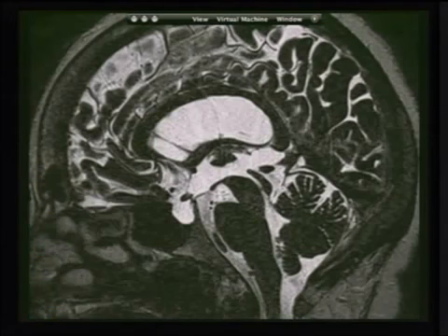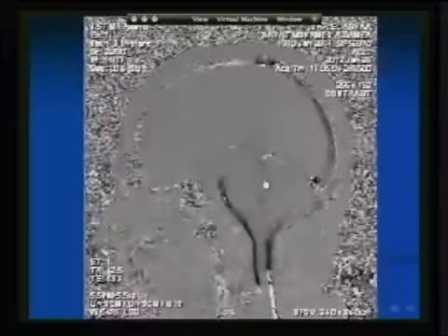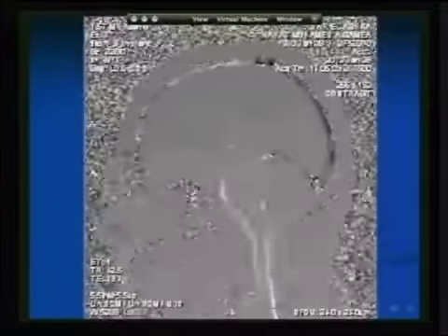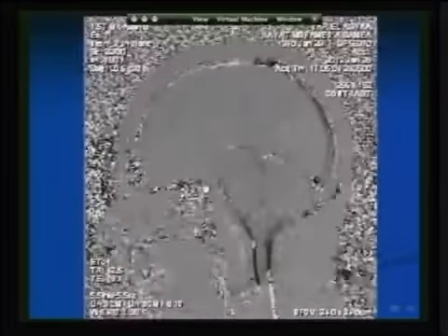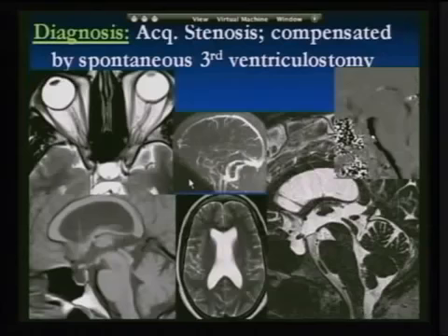Look, with this marvelous sequence again, we can notice a very thin web along the distal part of the aqueduct, and again, no flow from the aqueduct to the fourth ventricle, and a small spontaneous third ventriculostomy. And the diagnosis was an aqueductal stenosis compensated by spontaneous third ventriculostomy and not idiopathic intracranial hypertension.